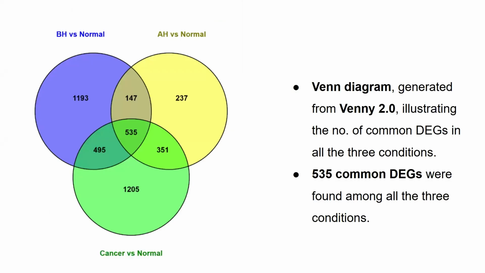Here is also a Venn diagram generated using Venny 2.0, which illustrates the number of common DEGs in all the three conditions. The conditions here are mentioned: benign hyperplasia versus normal, atypical hyperplasia versus normal, and cancer versus normal. So, from all the genes which are involved in all the three conditions, 535 genes were found common. It means they have a significant role in each of the conditions, whether upregulation or downregulation of the particular gene.